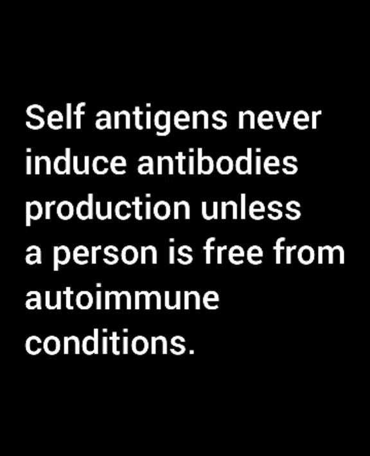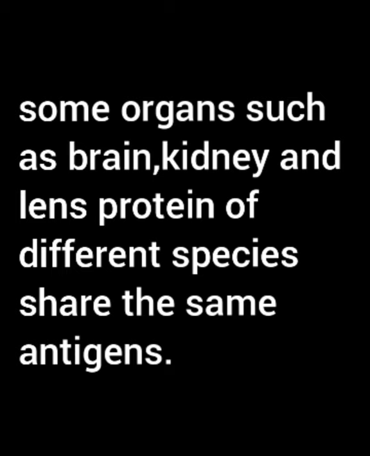And the next is autospecificity. We already know that self antigens do not accelerate the production of antibodies, which means self antigens are normally non-antigenic. So our body will not produce antibodies against self antigen unless a person has autoimmune conditions. Next is organ specificity, which means certain antigens are present on organs such as kidney, lungs, brain, and so on.